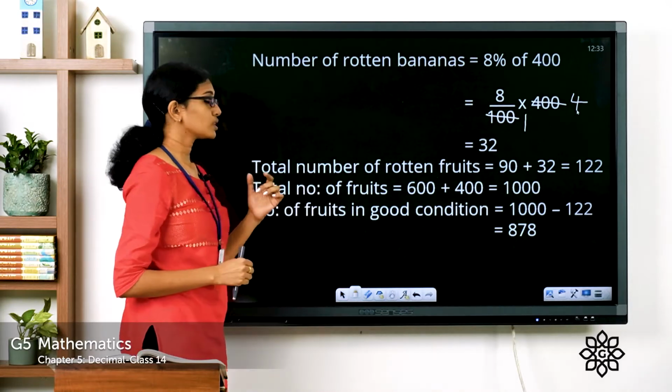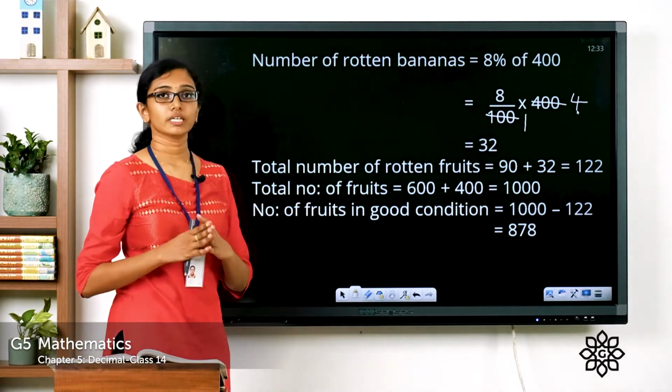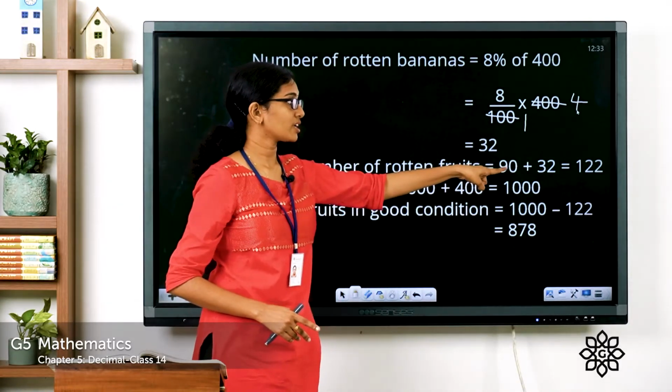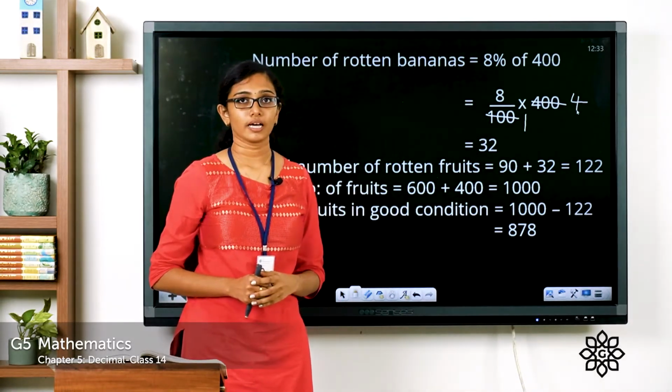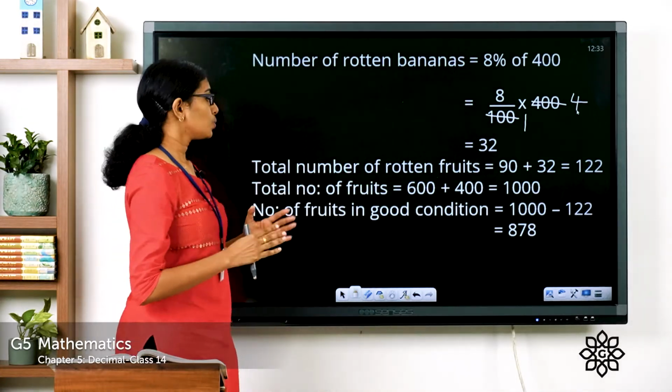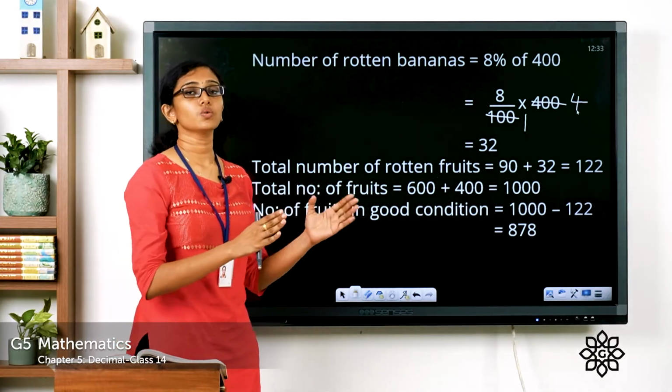And so the total number of rotten fruits is equal to 90 plus 32, the number of rotten oranges plus the number of rotten bananas, and that is equal to 122 fruits. Now we can find out the number of fruits in good condition.